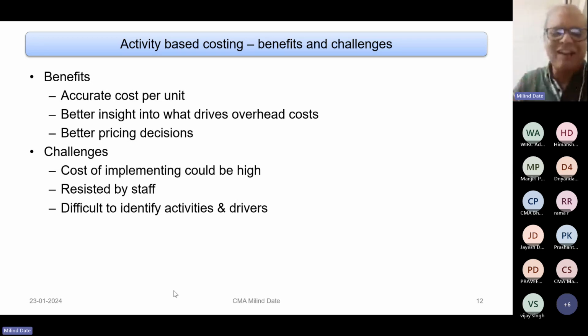But of course, we have to have one eye on our examination of the Indian Cost Accounting Service, and here is an MCQ, therefore, based on activity-based costing.